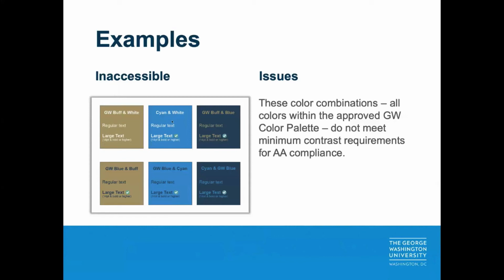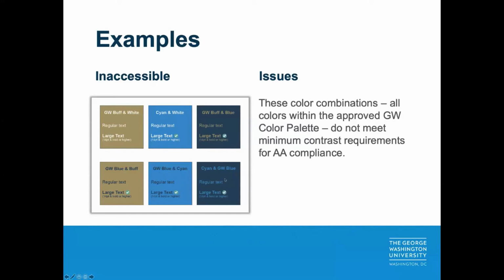So we just wanted you guys to be aware, we know that these color combinations are not accessible for users from a color contrast perspective. So again, that's the GW buff background with white text, that light blue cyan background with white text, the GW blue background with the buff text. We've seen that one as well. It will pass, just like the cyan and white did. It will pass for large text, but for regular text, it is not compliant. Same for the buff background with the GW blue, the light blue cyan with the GW blue for text, and then the GW blue background with the cyan for text.